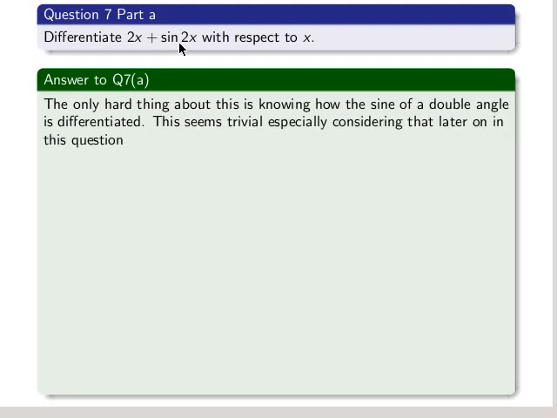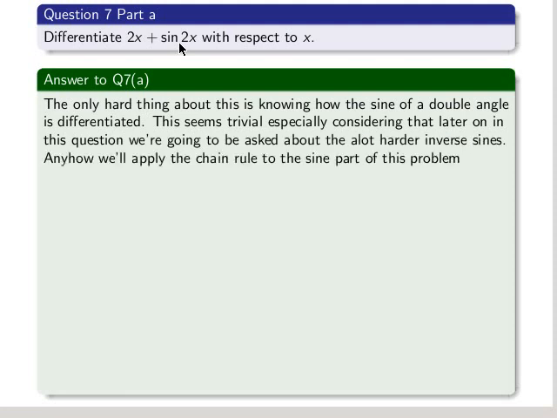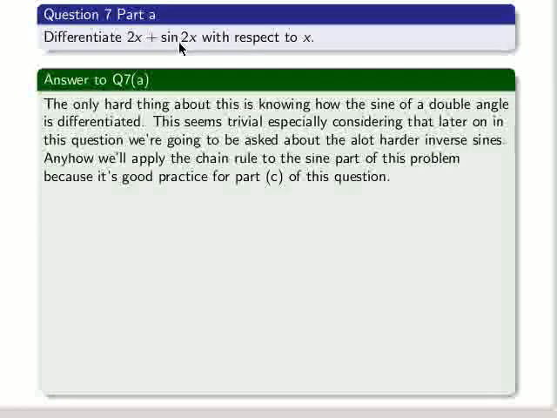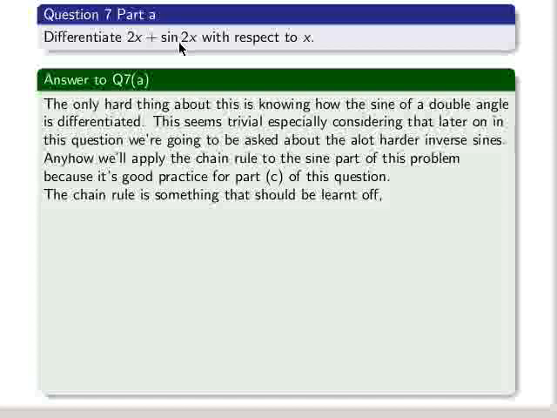This seems trivial, especially considering that later on in this question we're going to be asked about the a lot harder inverse sines. Anyhow, we'll apply the chain rule to the sine part of this problem because it's good practice for part C of this question. The chain rule is something that should be learnt off, but it's relatively short.